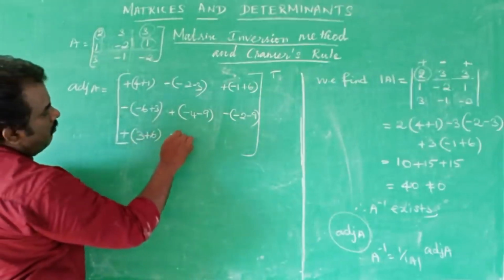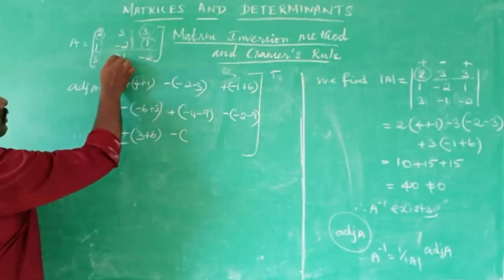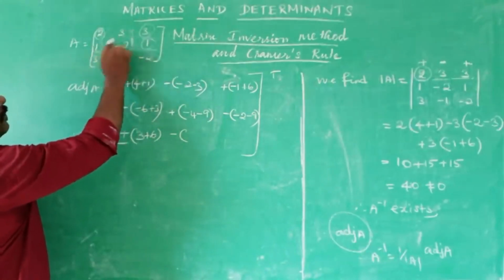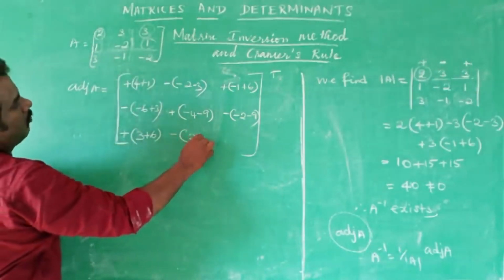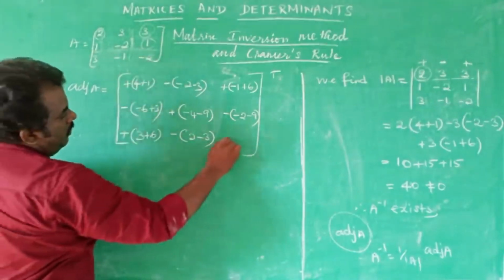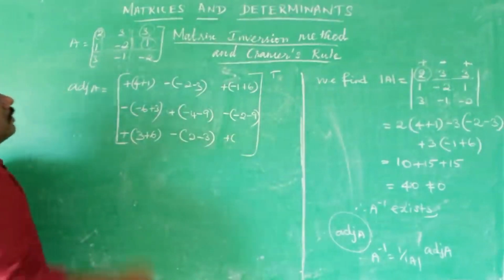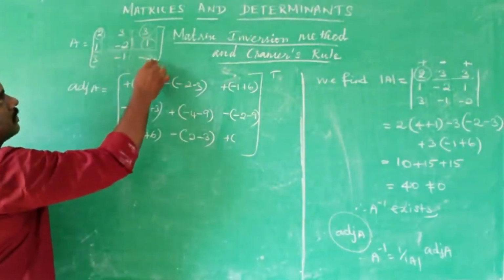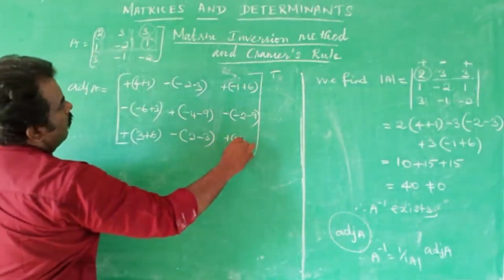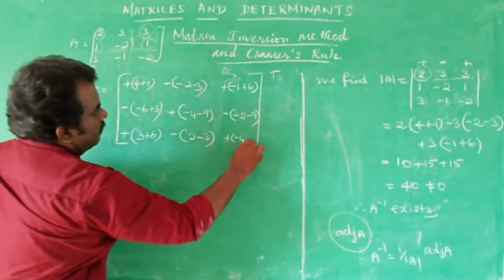Then fix the minus symbol and fix the element minus 1. Then ignore this row and this column. Take the determinant of the 2 by 2 matrix, that is 2 minus 3. Then fix the element minus 2 with the positive symbol. Ignore this row and this column. Take the determinant of the 2 by 2 matrix, that is minus 4, minus 3.